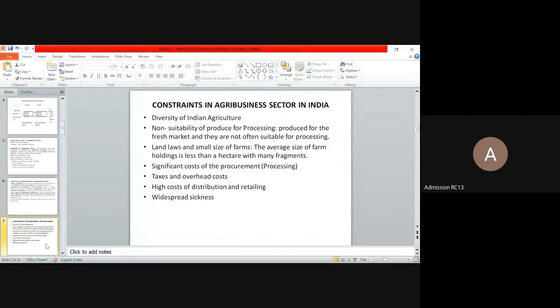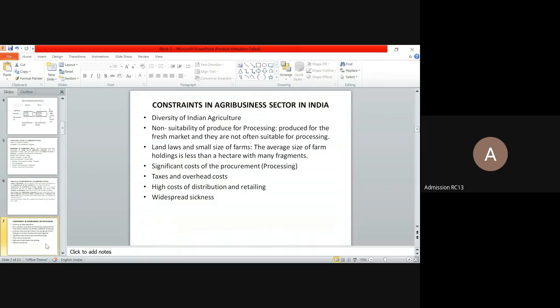Next, constraints in the agribusiness sector in India. Constraints means limitations. What limitations did agribusiness face when it came into India? First is the diversity of Indian agriculture, because in one sector they grow rice, in another they grow wheat, in one state they grow something else. So we have varieties, with diversification of the agricultural process happening in India based on the culture, the climatic condition, and the availability of the land. You go for diversified.